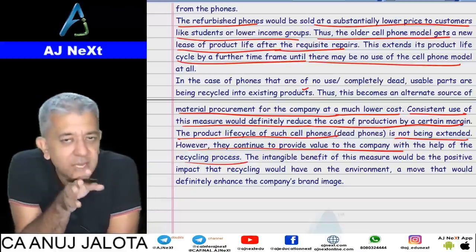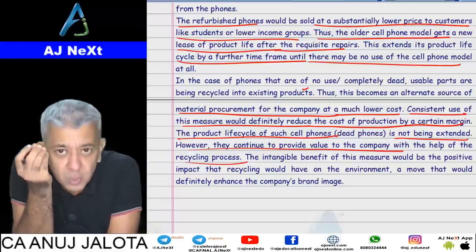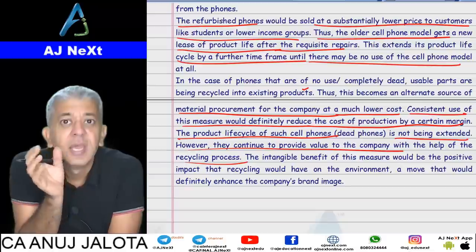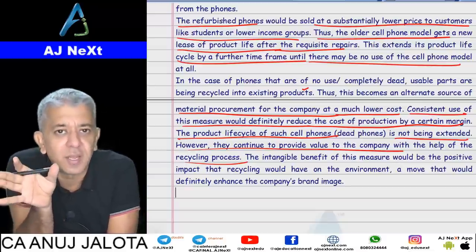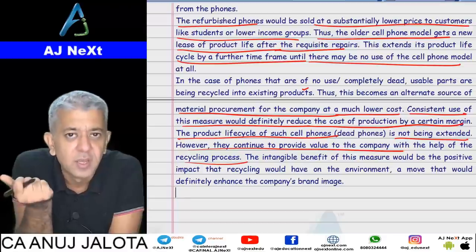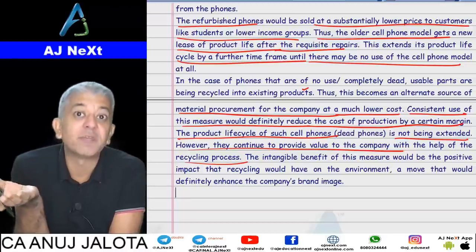Okay, now this is one thing. Apart from that, one thing you should definitely write, because it is also in the question: because of this, our environment is also going to be saved. Because these are precious metals, okay, which have to be extracted from the earth, which have to be mined from the earth.